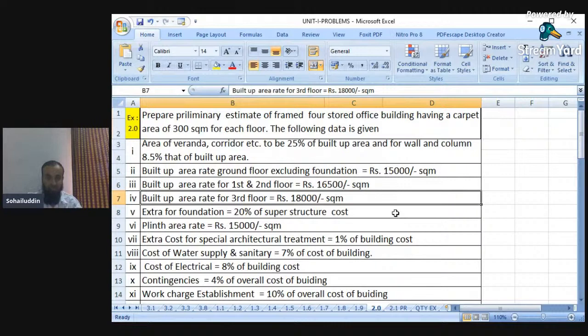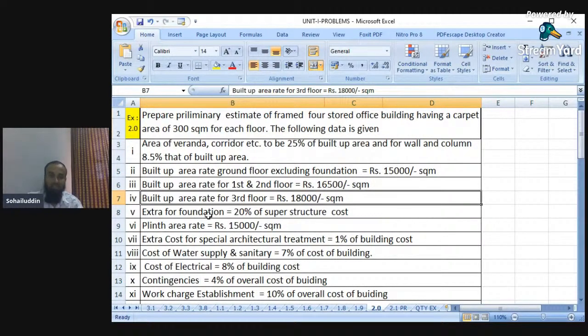18,000. It is more than this due to taking the advantage of the pleasant atmosphere, and of the nearby sites, if there is a nearby seashore or other such things. So in order to take the advantage, the floor area rates have been increased. So the third floor area rate is more as compared to the ground floor, first floor and second floor.